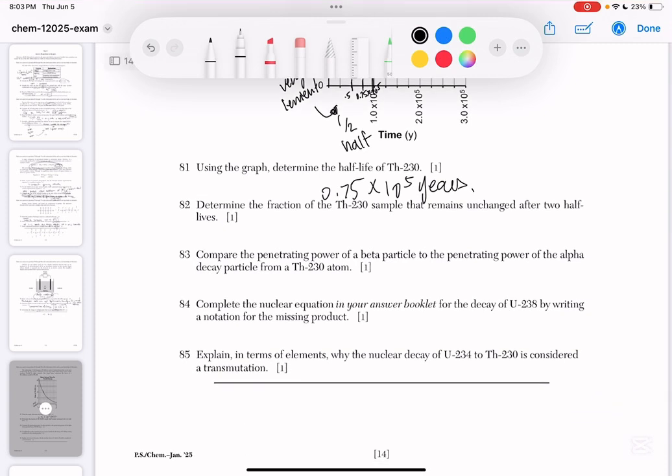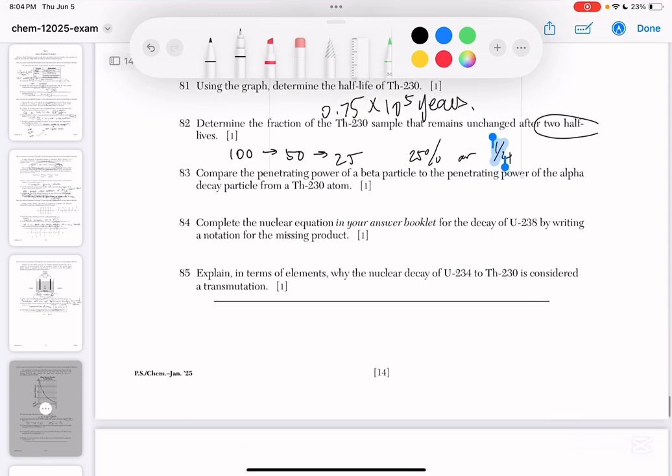Fraction. 2 half-lives. Okay, so this is after 1. This is after 2. So you can say 25% or a quarter, or however else you want to express this quantity.